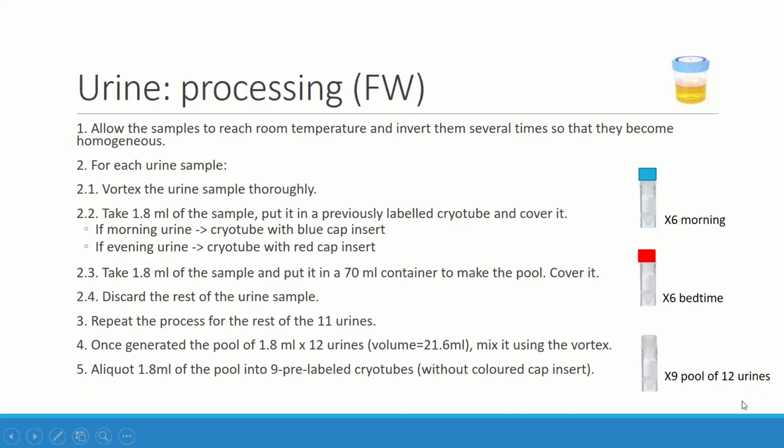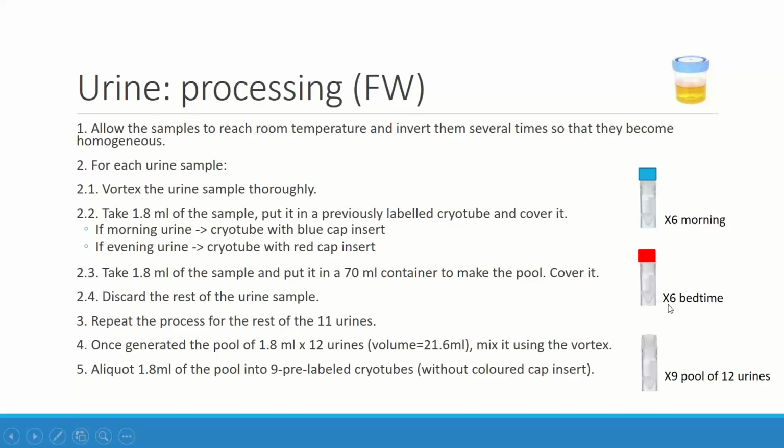Okay, so from the 12 urines, we are going to collect 6 aliquots of each one of the morning samples. Sorry, I'm not sure if I have explained it well. So we will have in total 6 aliquots representing the morning urine, so 1 aliquot for each day. And these aliquots will be of 1.8 mLs, and they will be labeled with a blue cap insert in the tube to identify them.